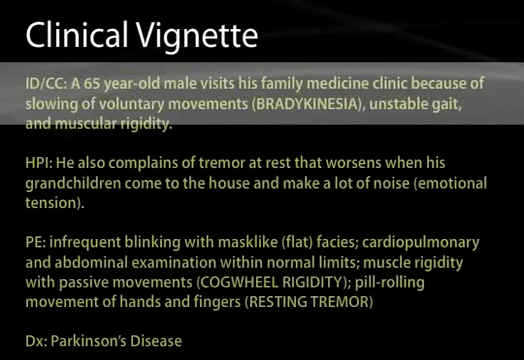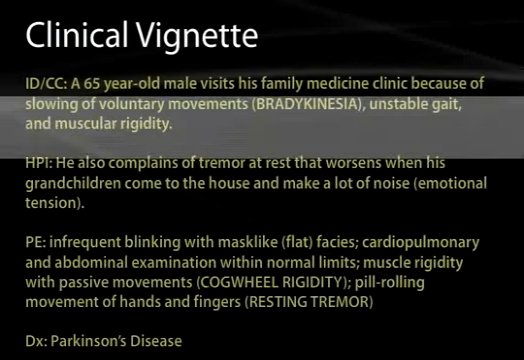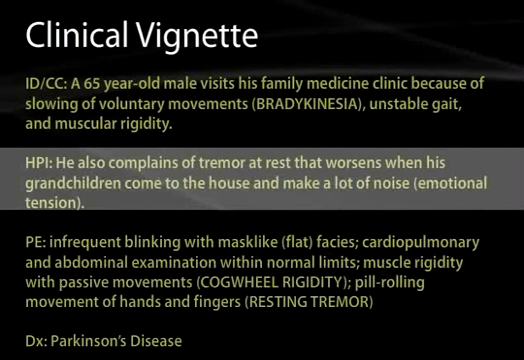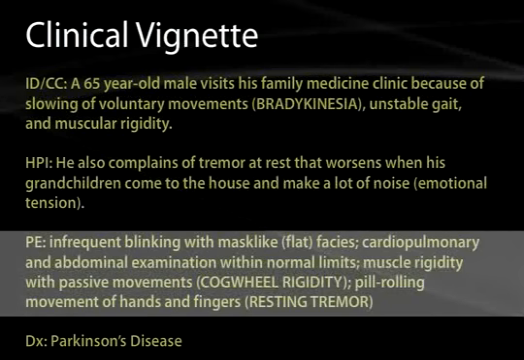A 65-year-old male visits his family medicine clinic because of slowing of voluntary movements, bradykinesia, an unstable gait, and muscular rigidity. He also complains of tremor at rest that worsens when his grandchildren come to the house and make a lot of noise, emotional tension. On physical examination, you see infrequent blinking with mask-like facies. His cardiopulmonary and abdominal examination are within normal limits. He has muscle rigidity with passive movements, cogwheel rigidity. He has a pill-rolling movement of his hands and fingers, a resting tremor.